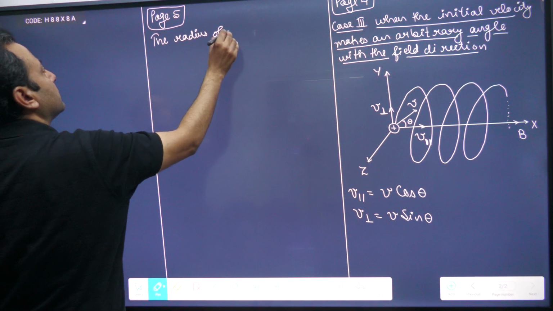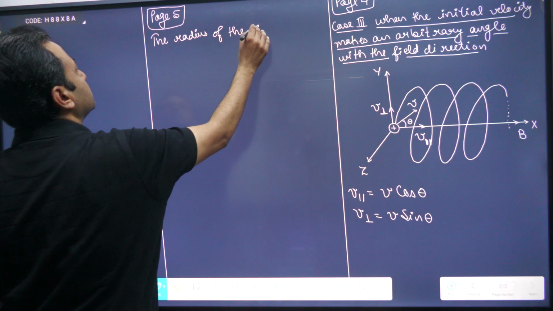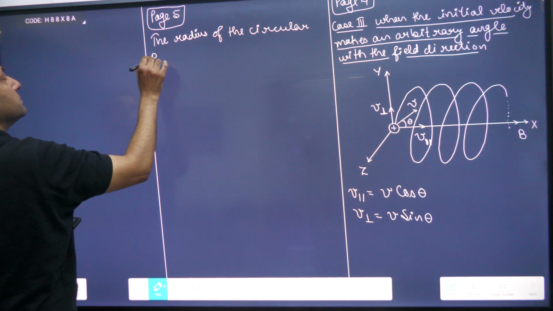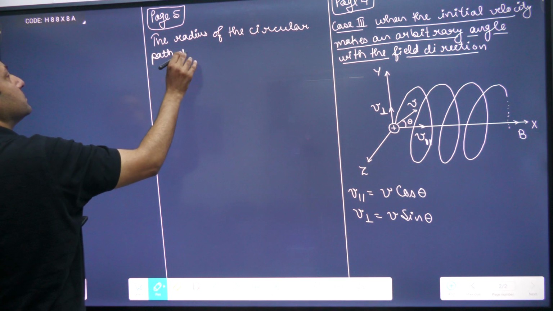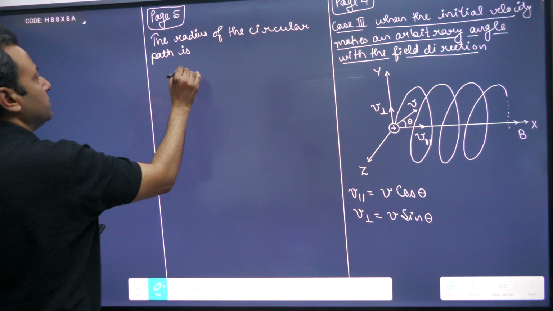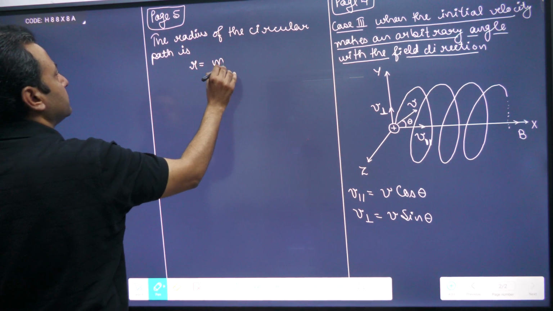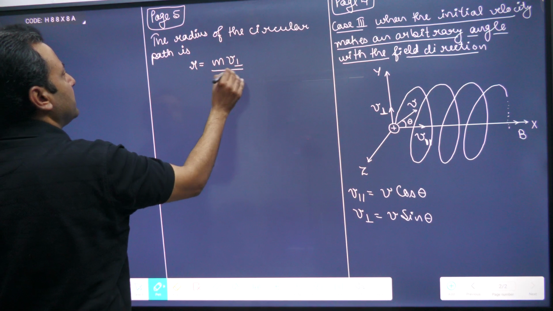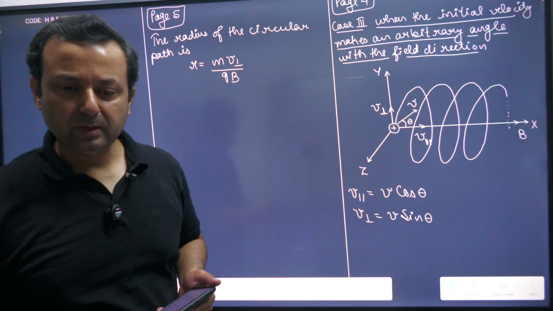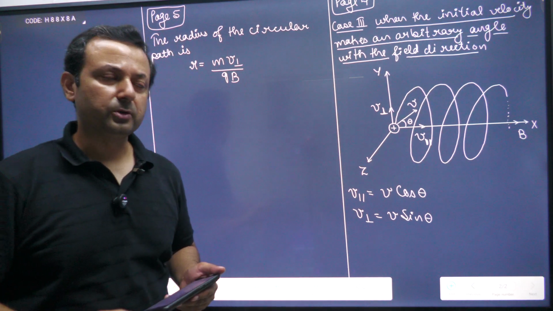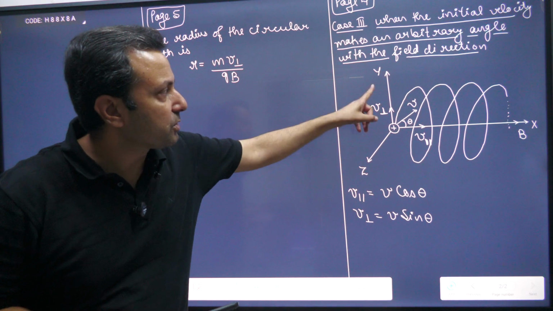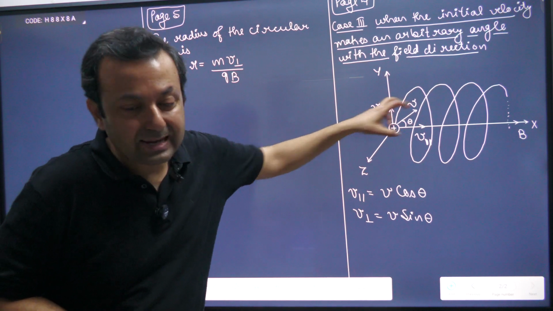the radius of the circular path is R is equal to m v perpendicular upon qB. What is R? R is mv upon qB, and this time it is forming a circular path just because of this velocity. It is forming a helical path.